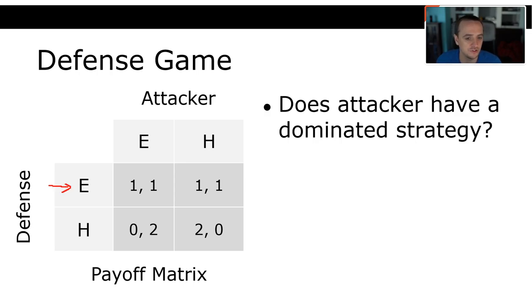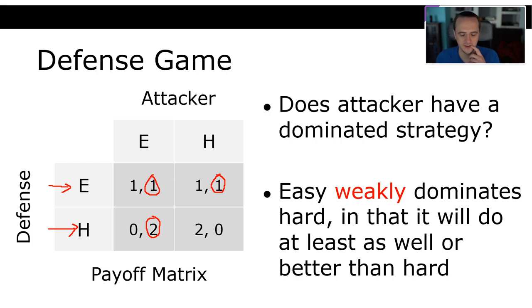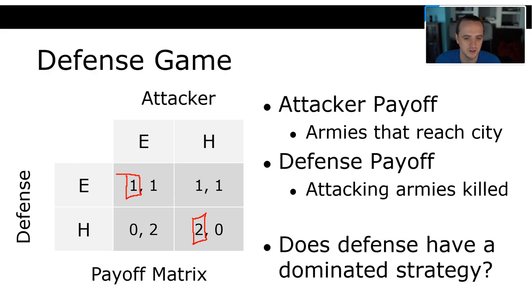If the defender chooses easy, well, then they're both the same. We have no choice. If the defender chooses hard, then if we go easy, we do better than going hard. So what that means is that easy weakly dominates hard, because it will do at least as well or better than hard. So then if we go back to this decision, if we know that for the attacker, when they're making their decision, that easy weakly dominates hard, then we should probably assume they're going to choose easy, and then we should choose easy.